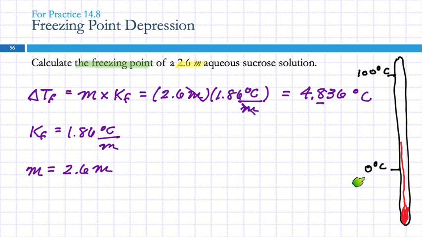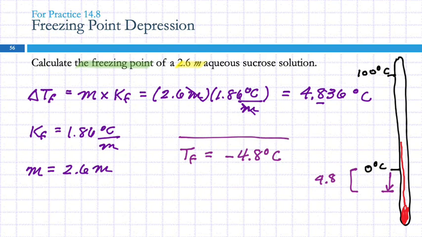So this is the normal boiling point of water. And so what's going on here is that the melting point is going down. This difference is 4.8. So then the freezing point is negative 4.8 degrees Celsius. Okay?